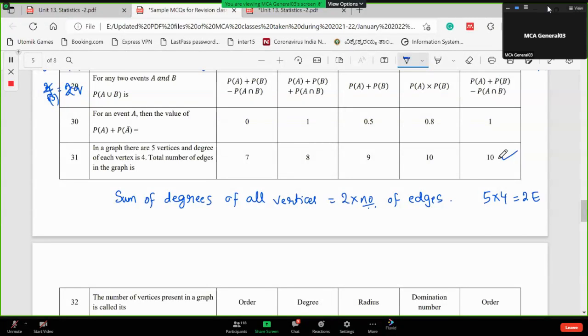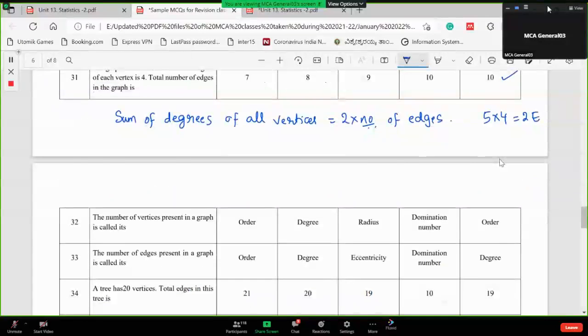Are you following? The sum of the degrees of all the vertices is twice the number of edges present in the graph. What do you mean by degree? The number of edges incident on a vertex is called its degree. What do you mean by the number of vertices present in the graph? Order. What do you mean by the number of edges present in a graph? Sorry, this is not degree. It is the size of the graph. The number of edges present in the graph is called the size of the graph.